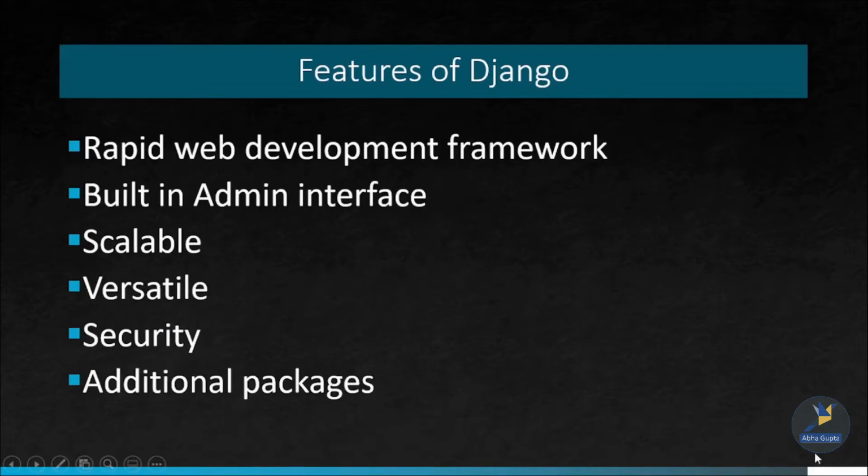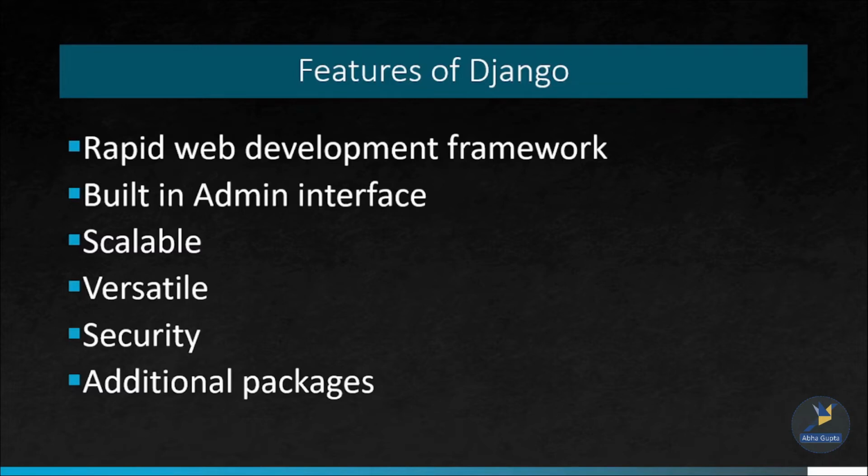Let us discuss the features of Django. Django was designed to help developers take applications from concept to completion as quickly as possible. So it provides a rapid web development framework. Django takes care of user authentication, content administration, sitemaps, RSS feeds, and many more tasks. It can quickly and flexibly scale to meet the heaviest traffic demands. It is versatile, that is, Django can build almost any type of website. It has some additional packages also available.